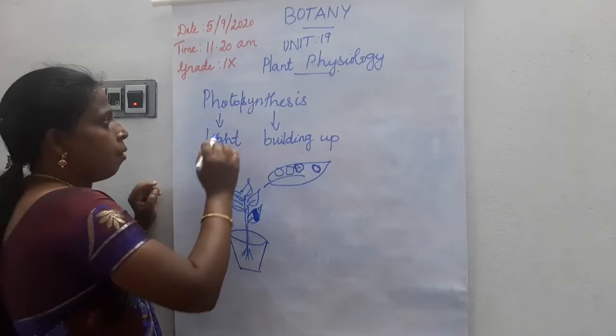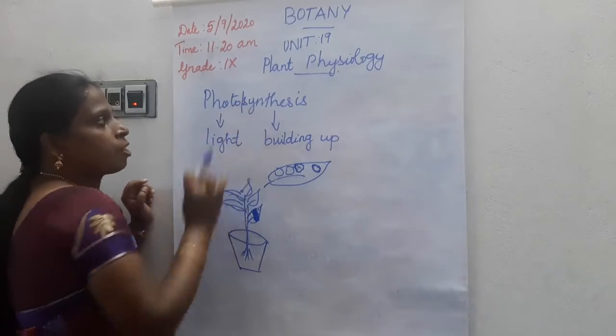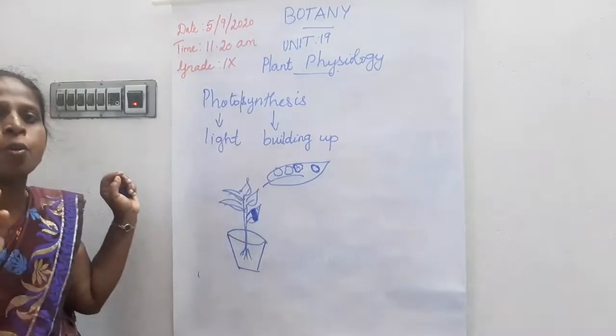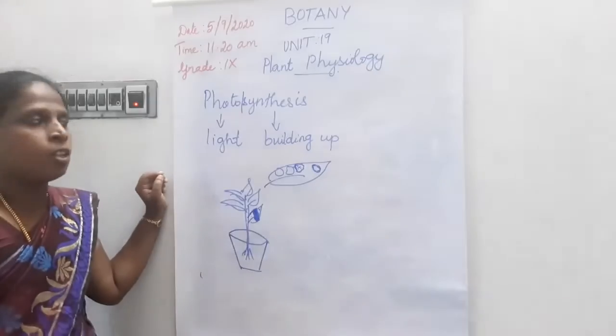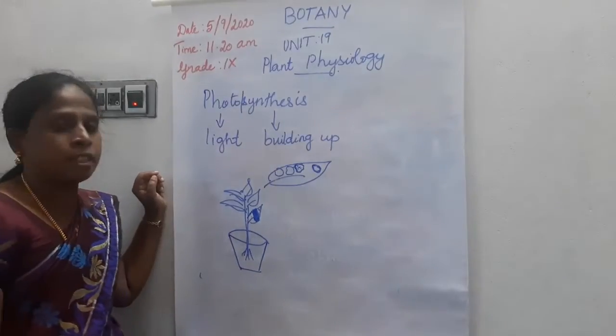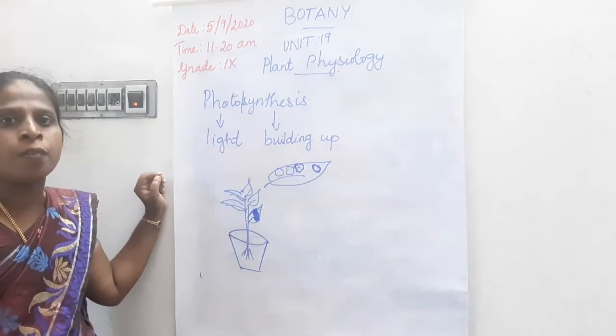So the required materials for photosynthesis are carbon dioxide, water, chlorophyll and sunlight. So from this the green plants prepare their own food.